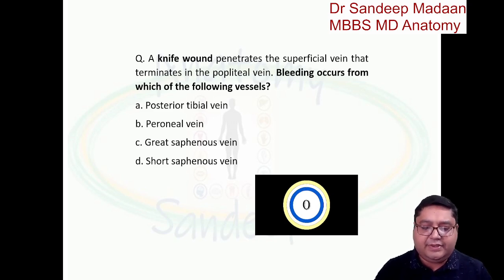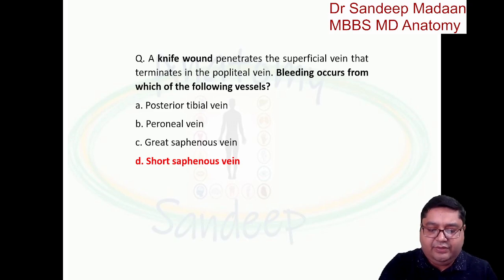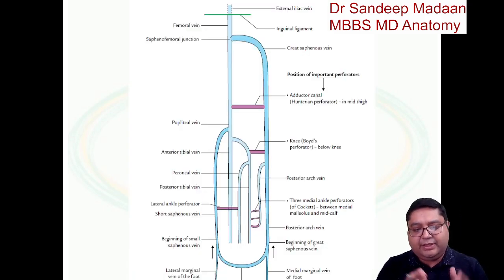Now, what will be the answer? Here, the answer will be short saphenous vein. Why? Because we are looking at a vessel which terminates into the popliteal vein. Okay, so great saphenous vein will terminate into the femoral vein, whereas short saphenous vein will terminate into the popliteal vein. Let me give you a summary of these two veins. This is an important area. The questions are asked in our exam.